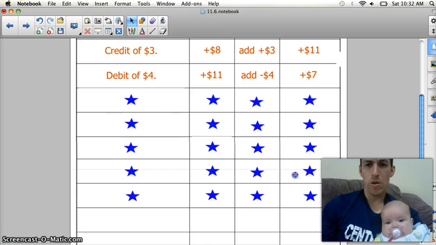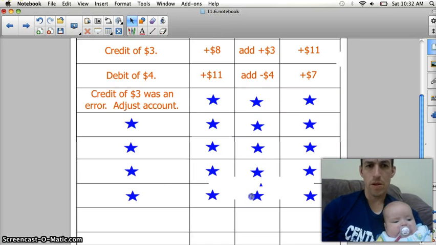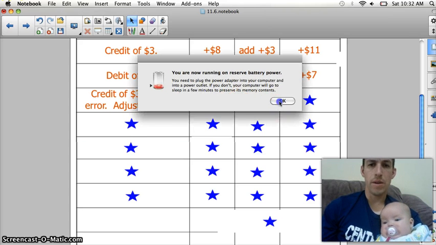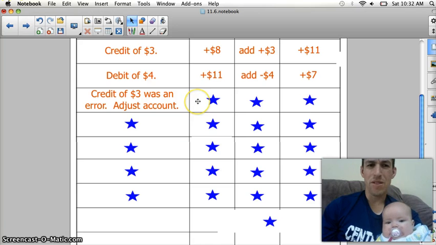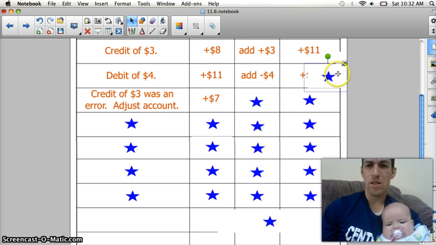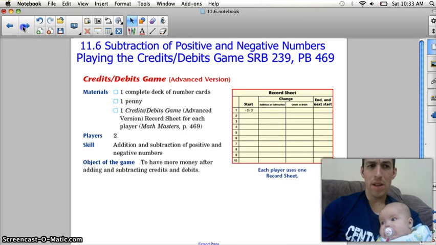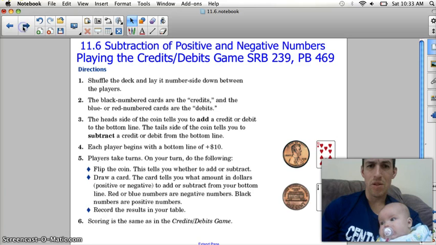But what I want to show you, sorry guys, is this. A credit of $3 was an error. Oh, so I almost have power. We had $3, but it was a mistake. So we need to adjust the account. So we have $7, but we need to take away, that's why it says subtract, a credit of $3, which is why we have 4. And we're going to practice this in the game in class. And you guys know this game.